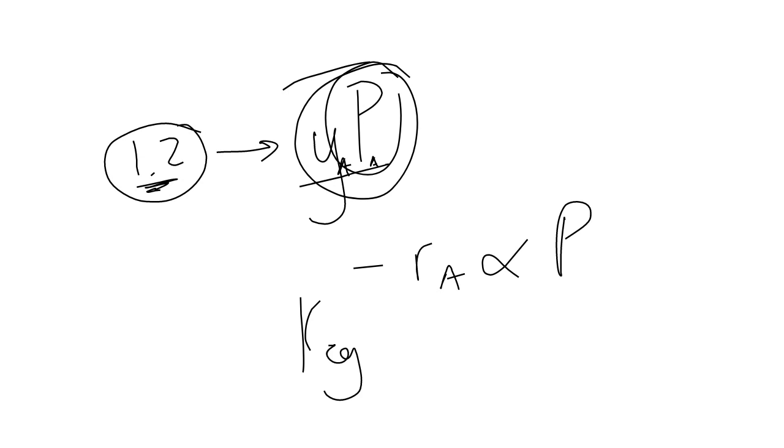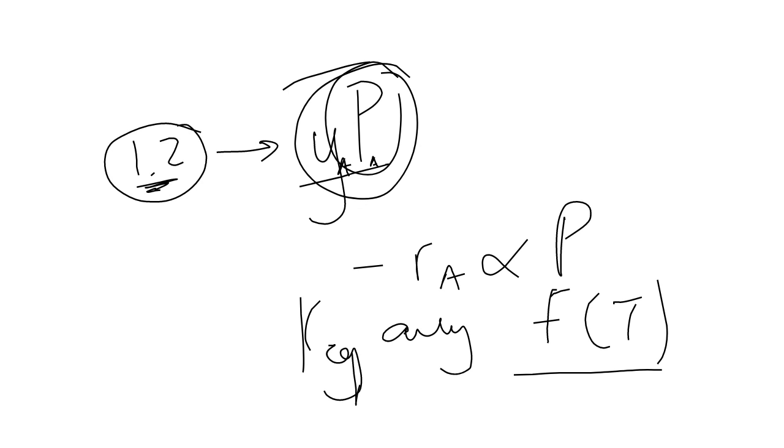K equilibrium is a constant, which is only a function of temperature. It is only a function of temperature. So we are going to explore this: you are not changing your equilibrium constant by changing the pressure. I can change my equilibrium composition.